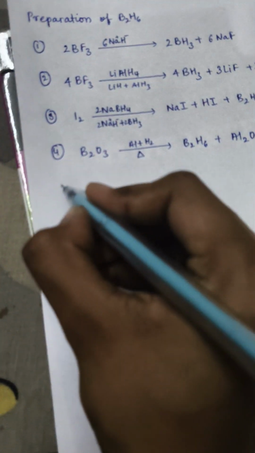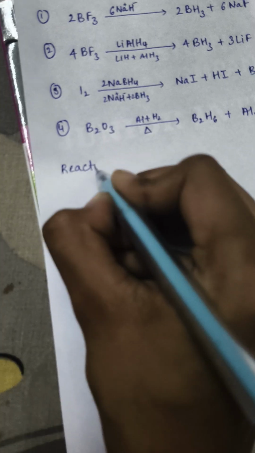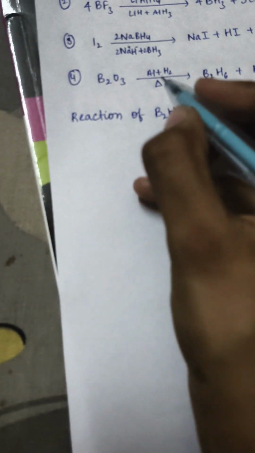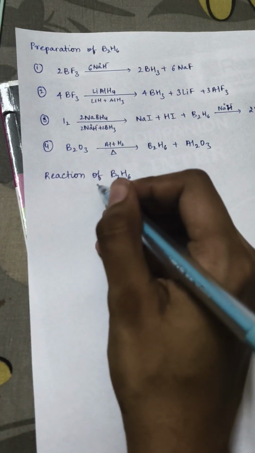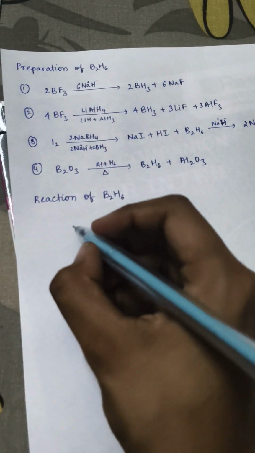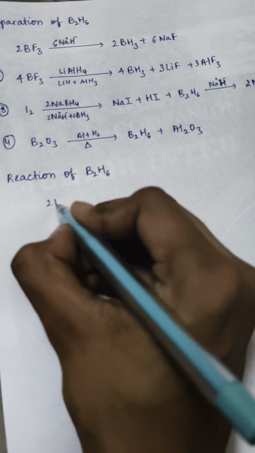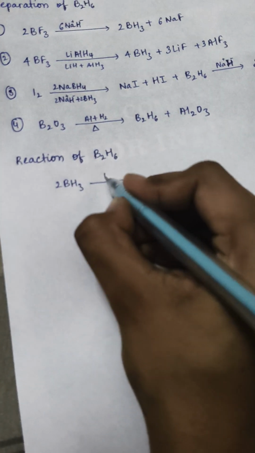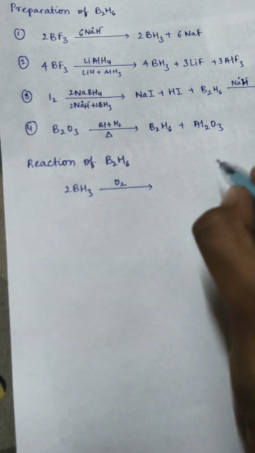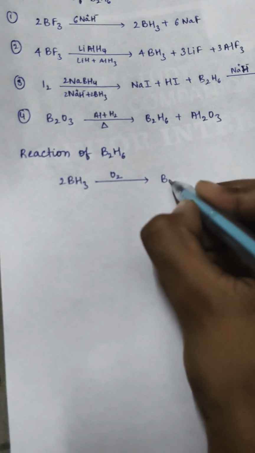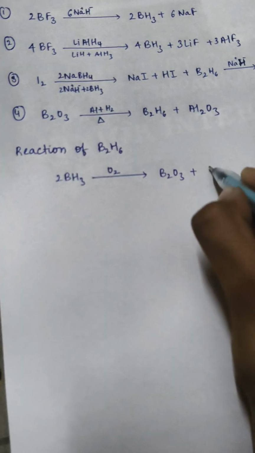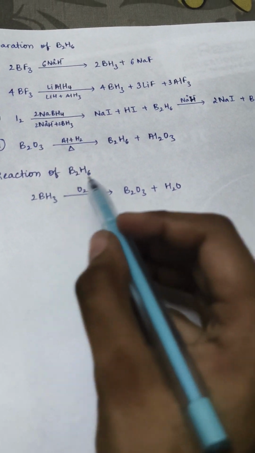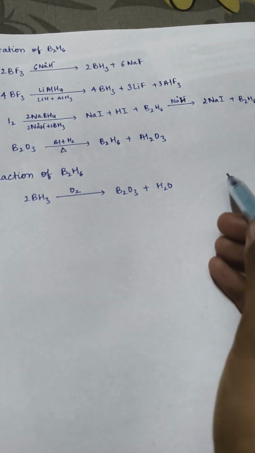Now reaction of B2H6. Now if we take 2BH3, that is basically B2H6, in oxygen, we get B2O3 plus H2. It's basically like combustion, right? Like how you take CH4 plus O2 gives rise to CO2 plus H2O, same thing.